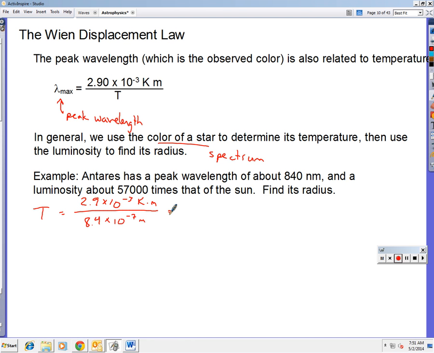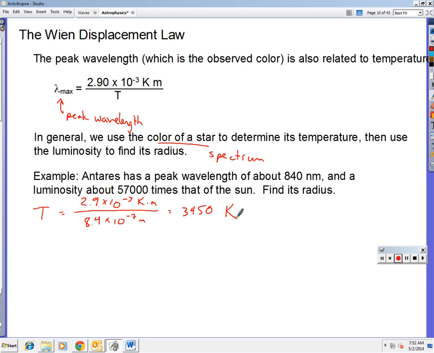And we end up with a surface temperature of 3450 kelvins. So it's significantly cooler than the Sun. The Sun's surface temperature is a bit over 5,000 kelvins. And that kind of makes sense because this peak wavelength here is well into the infrared, and the star Antares would appear red or orange where the Sun appears yellow.